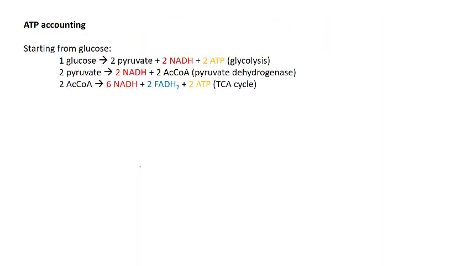All right, we've finally synthesized ATP. We are done making energy through aerobic respiration. We've completed the whole cycle. So let's do some accounting. Let's figure out how many ATP per fuel molecule we get.